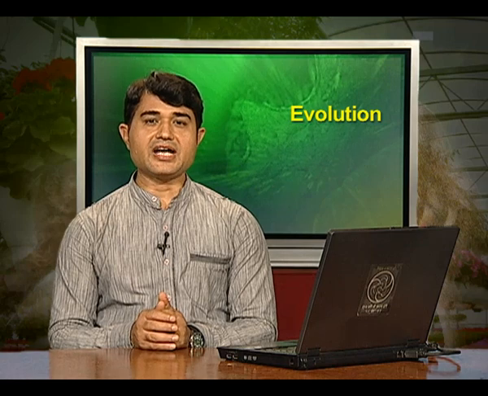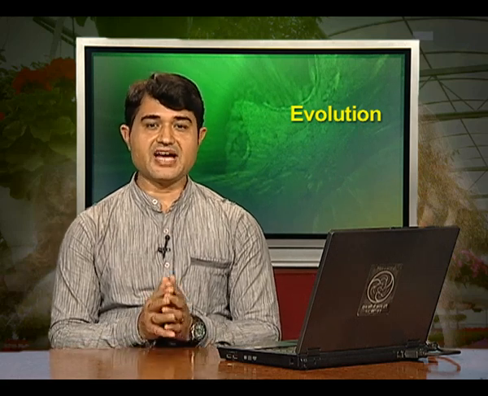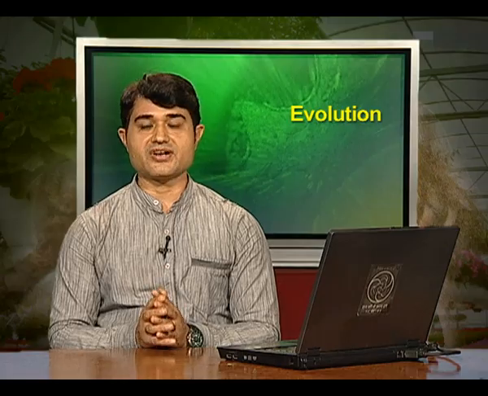The novelty and brilliant insight of Darwin was this: he asserted that variations which make resource utilization better for a few, meaning they are better adapted to the habitat, will enable only those to reproduce and leave more progeny. Hence, over a period of many generations, survivors will leave more progeny and there would be a change in population characteristics, and hence new forms appear to arise.